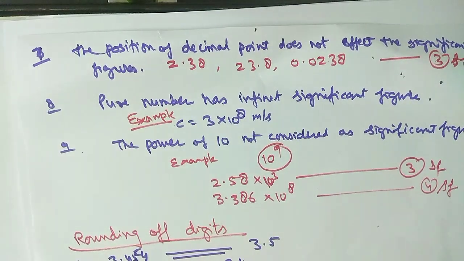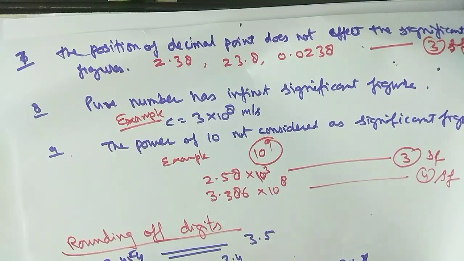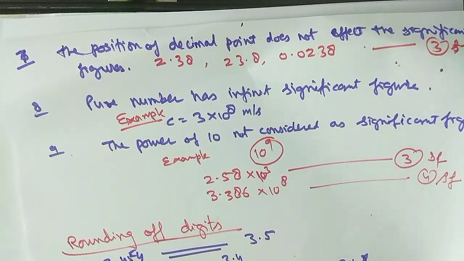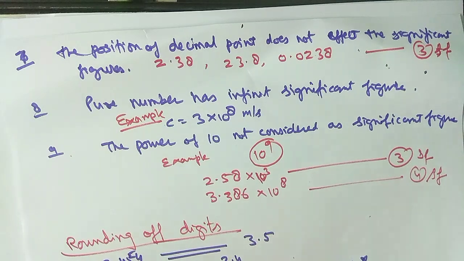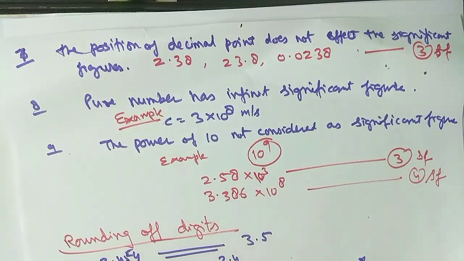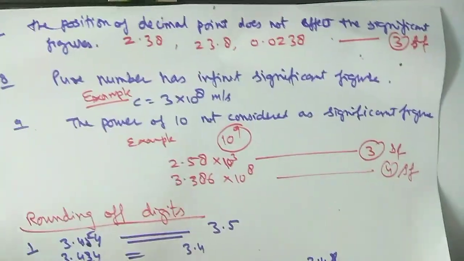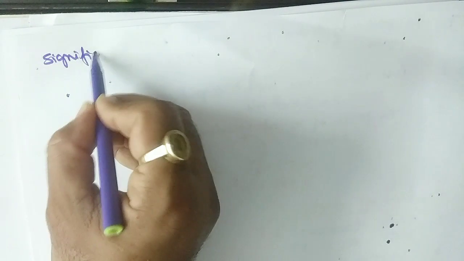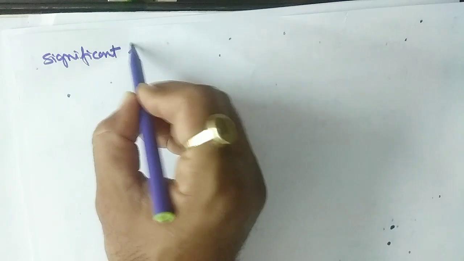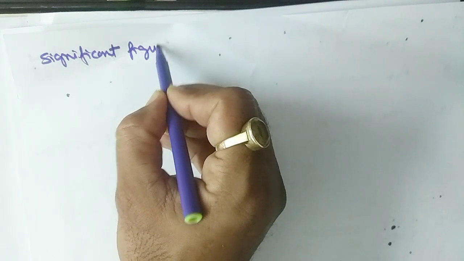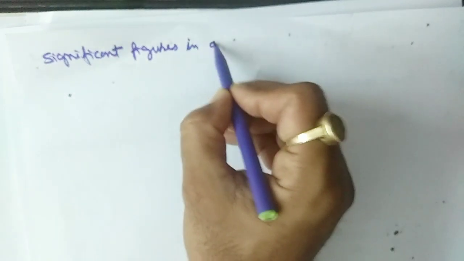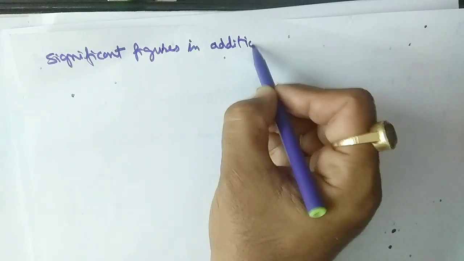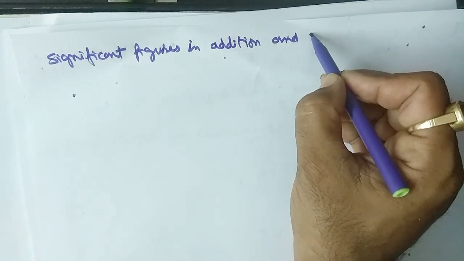You can do it. And actually we are trying to understand rounding off only to help in the addition, subtraction, multiplication and division of significant figures. So let's see the significant figures in addition and subtraction. First we'll discuss this one.